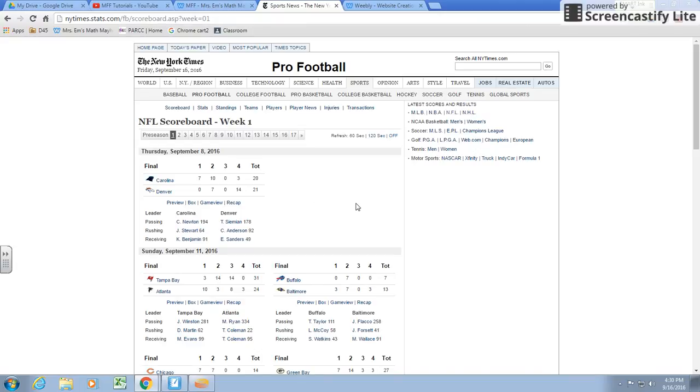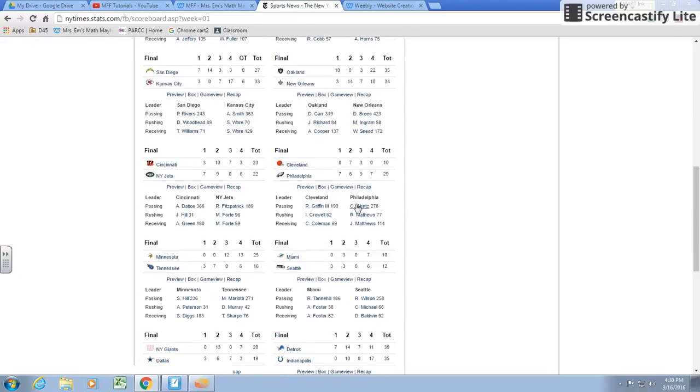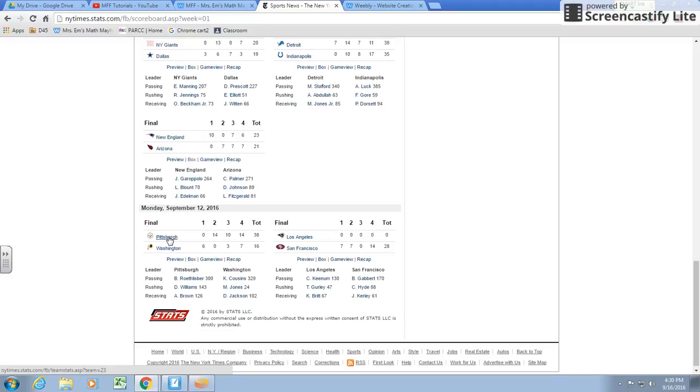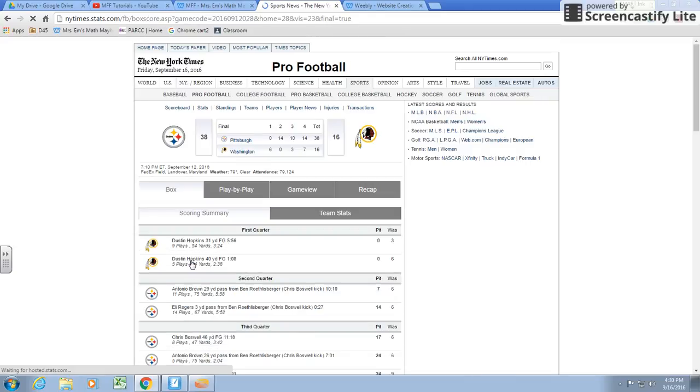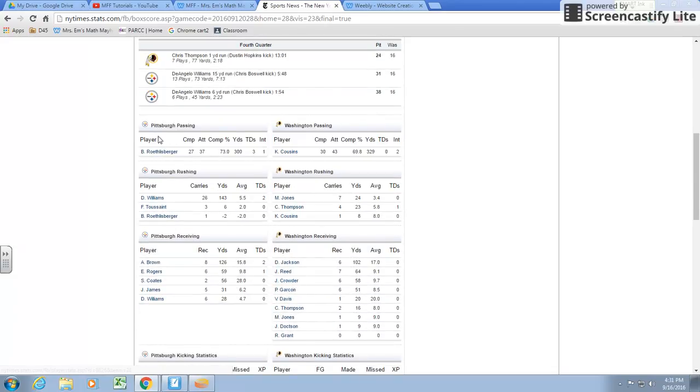Once we have week 1 selected, then we're going to look for our team. So we're looking for Pittsburgh. He's not mentioned in what I see right now, so I'm going to scroll down until I see Pittsburgh. There's Pittsburgh. To get the scores, you need to click box. Now, at the top, you're just going to see some other stats that you're not going to use. So you're going to scroll down, and you're going to look at the Pittsburgh side, which is on the left.